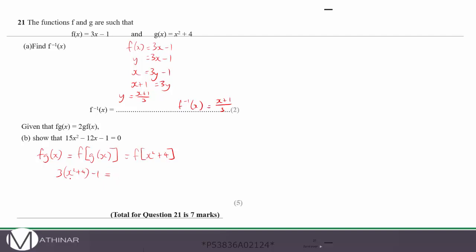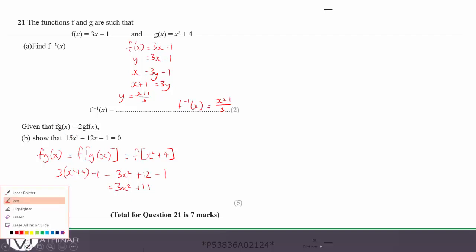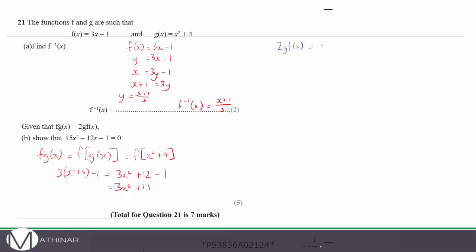So this equals 3x squared plus 12 minus 1. So that's 3x squared plus 11. Okay, so that's the left hand side of that. Now let's look at the right hand side. We'll use a different color. So 2gf of x, again we're going to write this as 2g and then square bracket f of x.